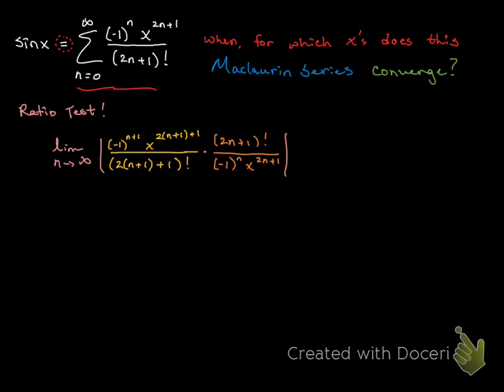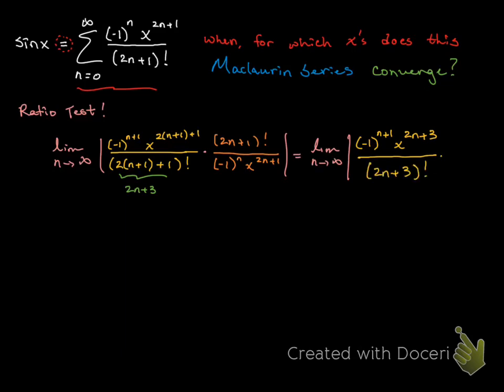We'll see. This 2 times n plus 1 is really just 2n plus 3, right? If I distribute, 2n plus 2 plus 1 is 2n plus 3. And that also happens in the exponent. So that first expression there I write as -1 to the n plus 1, x to the 2n plus 3 divided by 2n plus 3 factorial. And I'm just going to leave that second term the same. And then I'm going to try to simplify.